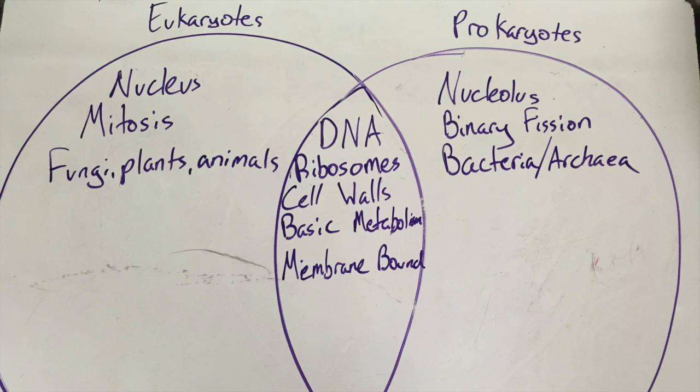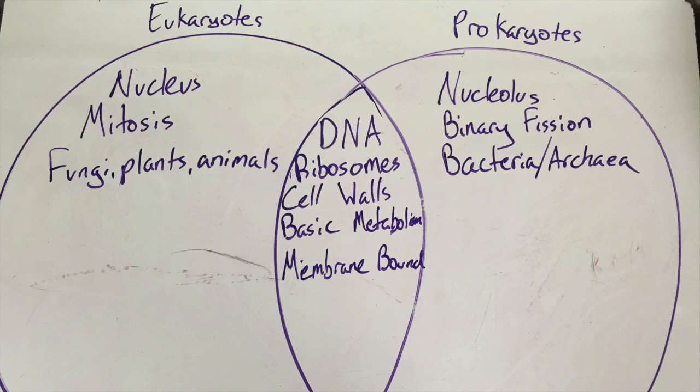Both eukaryotics and prokaryotics have DNA, ribosomes, cell walls, perform basic metabolism, and are membrane-bound. Eukaryotics have a nucleus and have membrane-bound organelles. Prokaryotics have cell walls, peptidoglycan, and free-floating DNA. While eukaryotics divide by mitosis, prokaryotics divide by binary fission. Eukaryotics are approximately 10 times larger than prokaryotics.